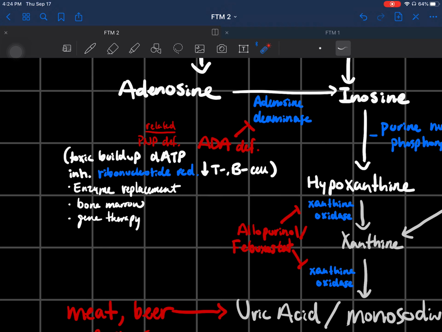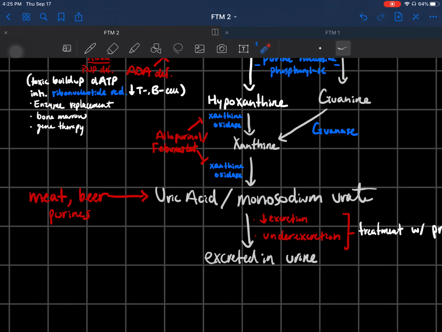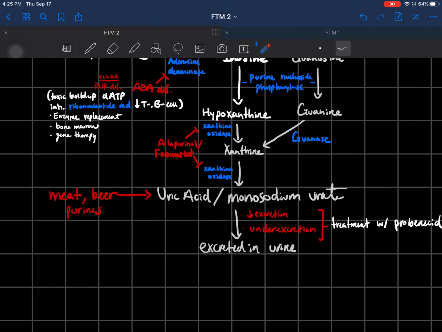And you can try to treat this through three different treatments, and it's going to be enzyme replacement, bone marrow transplant, or gene therapy. And gene therapy is actually a recent type of treatment that has shown some promise. Related to adenosine deaminase deficiency is your PNP deficiency, which is your purine nucleoside phosphorylase deficiency. Okay.